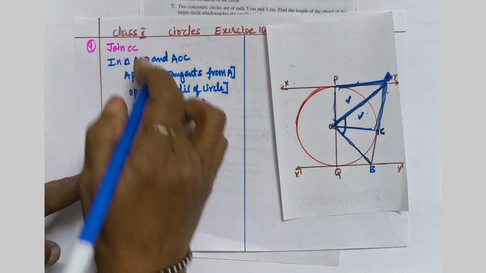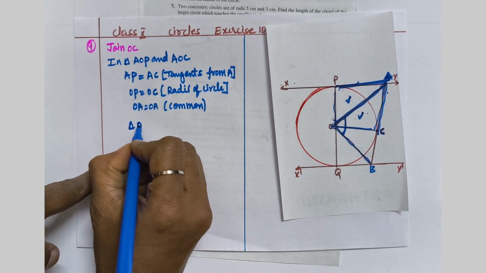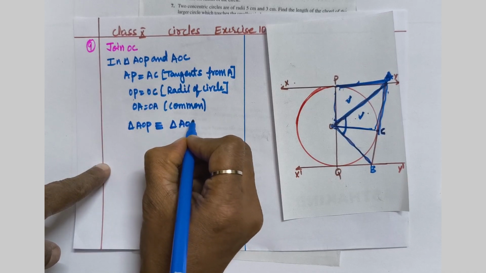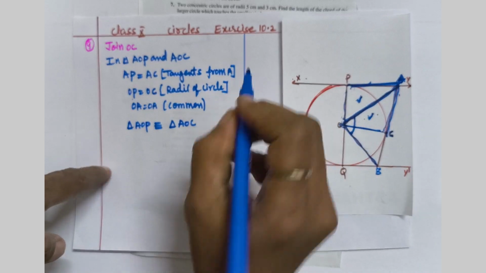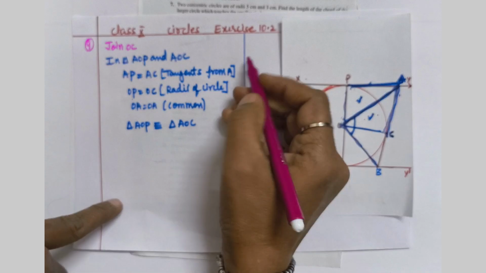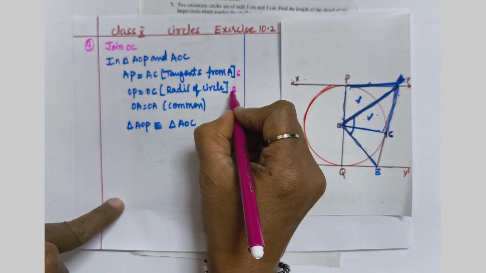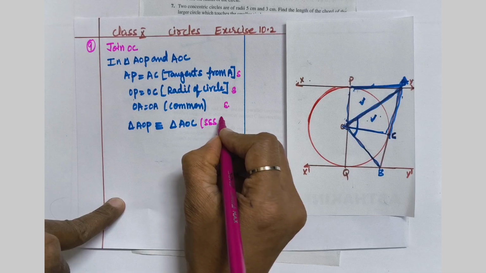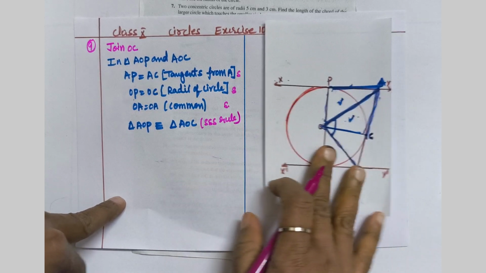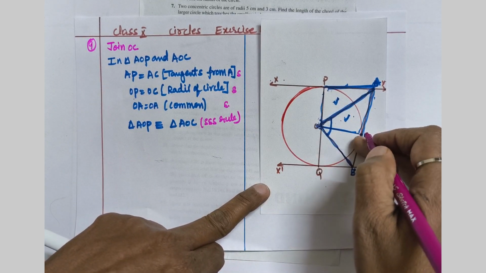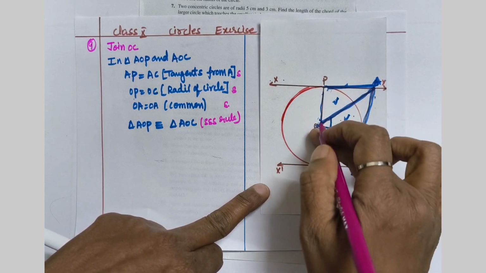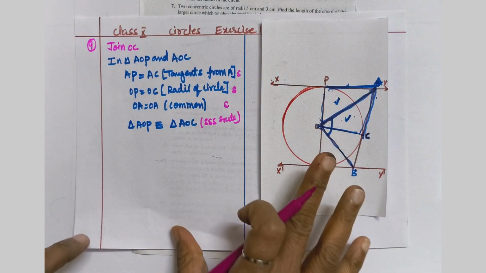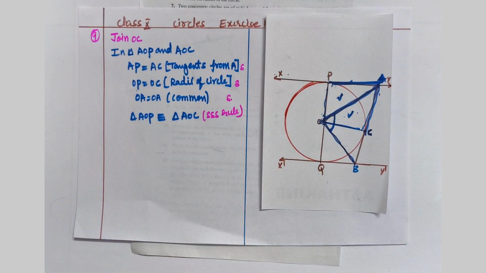Okay, now comparing these two triangles: triangle AOP is congruent to triangle AOC. Why are they congruent? We are using the side congruence rule, SSS. Here one side, here one side, here one side. These two triangles have this side equal, next this radius equal, and this is the common side of both triangles. So by the side congruence rule, both are congruent triangles.